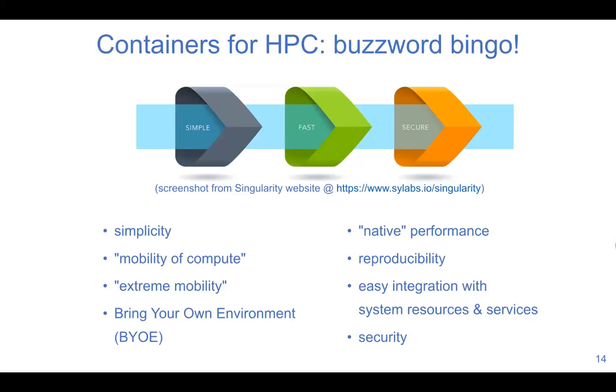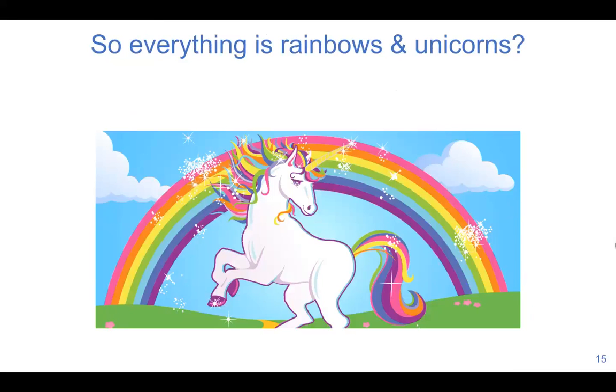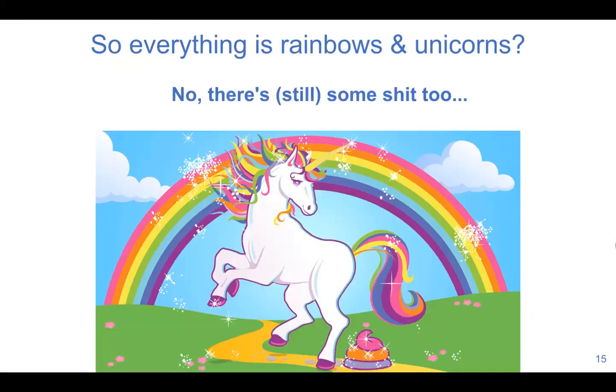Security is not a solved problem. I think the Charlie Cloud presentation yesterday was showing that there are still some concerns there. And then integration with things like GPUs or the resource manager or your home directory on the system is quite important as well. So when you look at these words, everything is nice and shiny and everything works and is solved. Well, no, not really. There are still some problems, if you ask me.